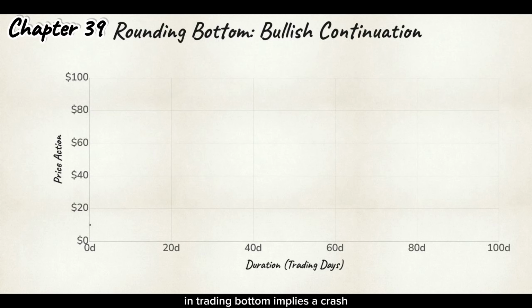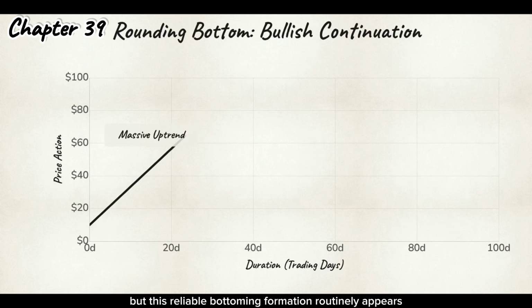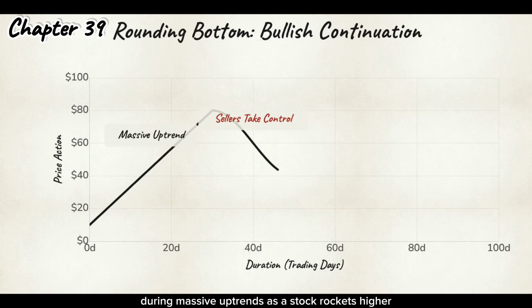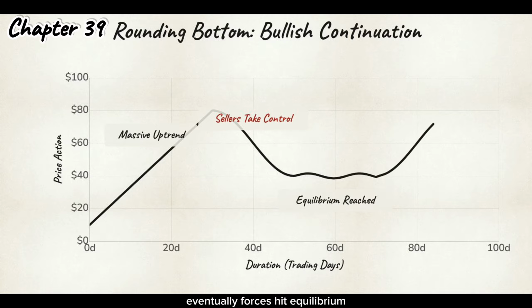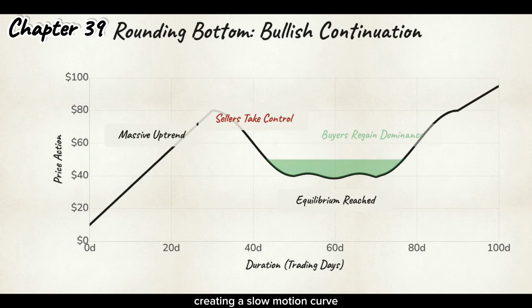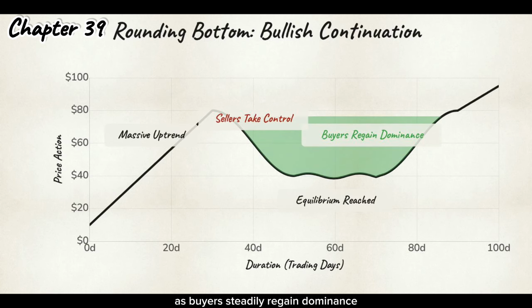In trading, bottom implies a crash, but this reliable bottoming formation routinely appears during massive uptrends. As a stock rockets higher, sellers take control, driving prices lower. Eventually, forces hit equilibrium, creating a slow-motion curve as buyers steadily regain dominance.